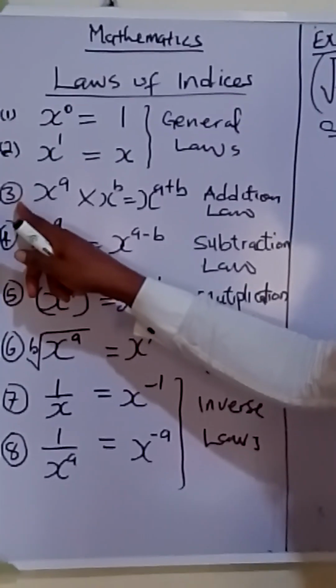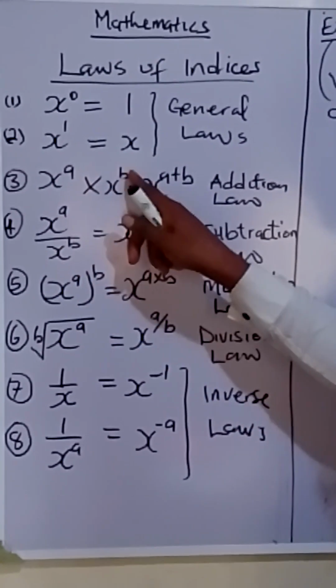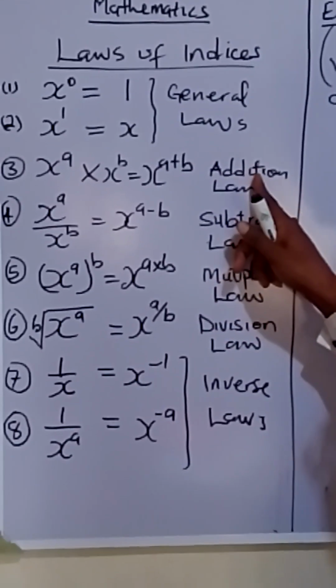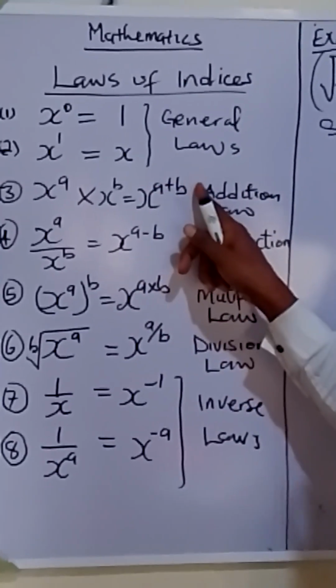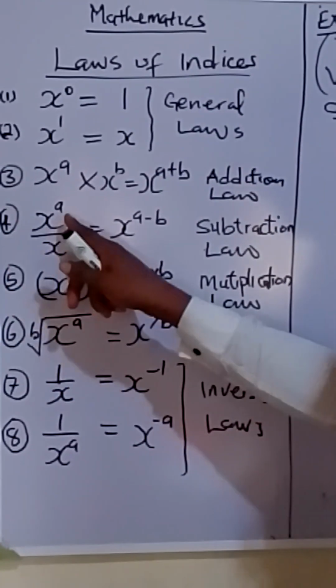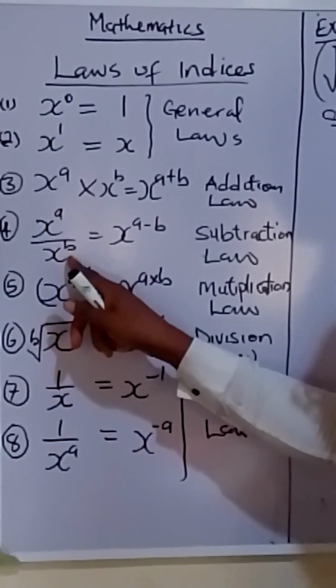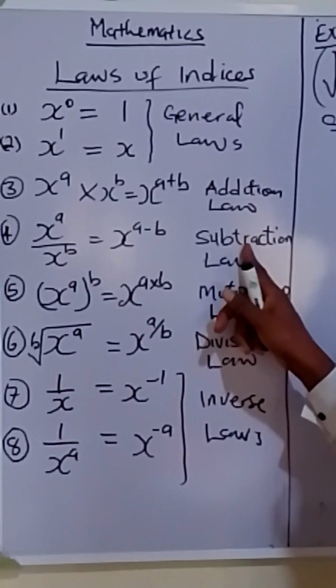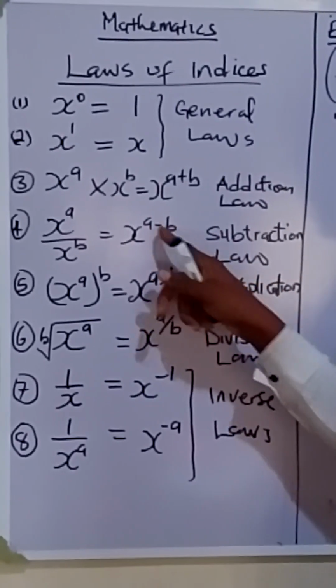Then the third one is x raised to the power a times x raised to the power b is equal to x raised to the power a plus b, and I call it the addition law because the powers are added. Then the fourth one, x raised to the power a over x raised to the power b is equal to x raised to the power a minus b, and I call it the subtraction law since the powers are subtracted.